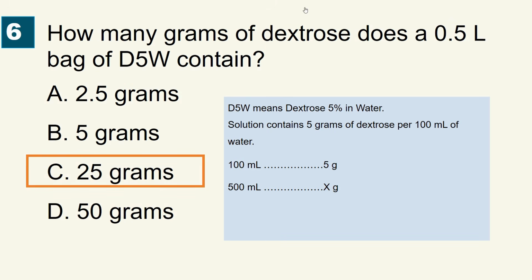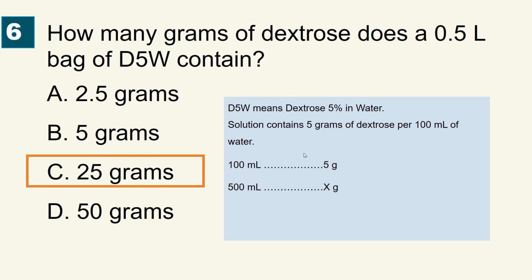So let's solve this one. D5W means dextrose 5% in water, which means 5% is 5 grams of dextrose in 100 mL. The question is asking for 0.5 liters. 0.5 liters can also be written as 500 mL, right? That equals 500 mL. So for 500 mL, how many grams?